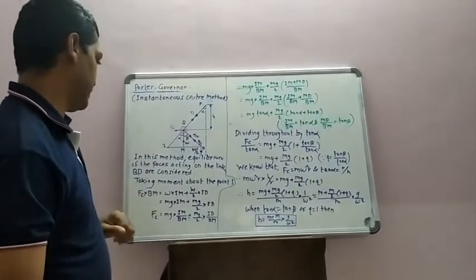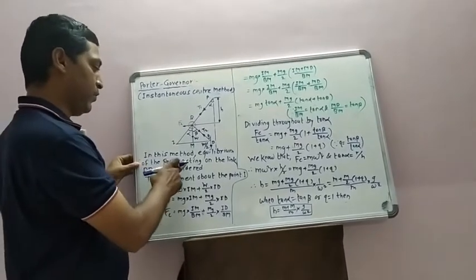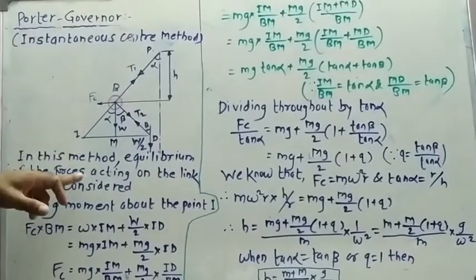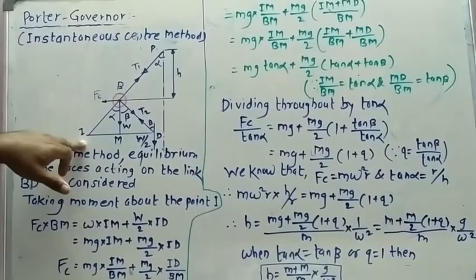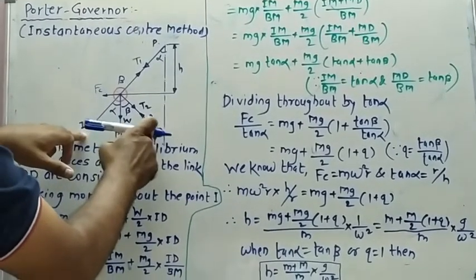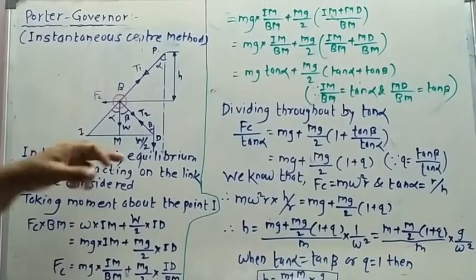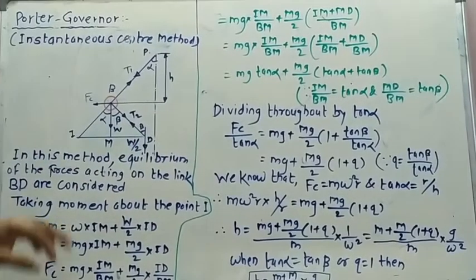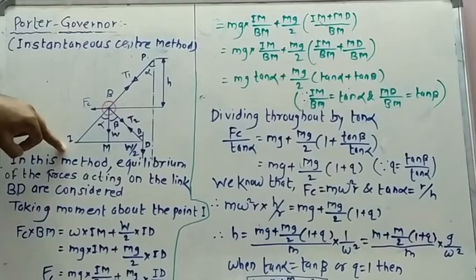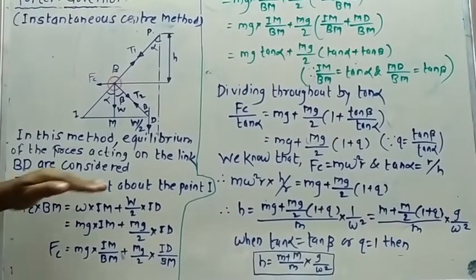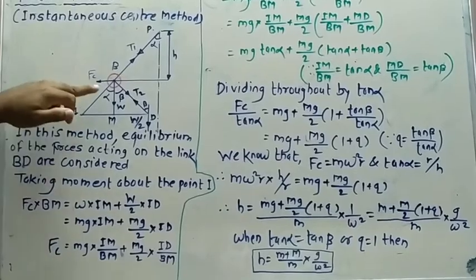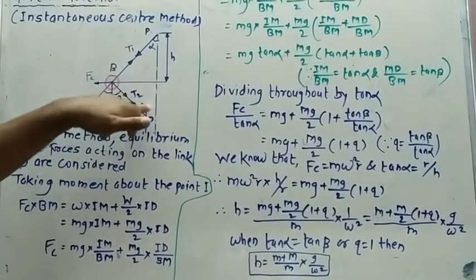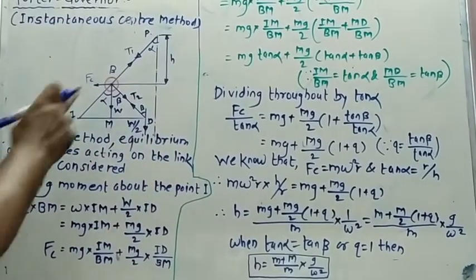the method of resolution. So in this method, the equilibrium of the forces acting on the link BD are considered. Now we can get the instant center I by extending the line from this BP and the line drawn from this MD perpendicular to this spindle axis. So we can get the instantaneous center I. Now taking the moment about this instant center I by all the forces, that is Fc, then the weight of the fly ball and whatever the weight on that sleeve, and equating all the forces.